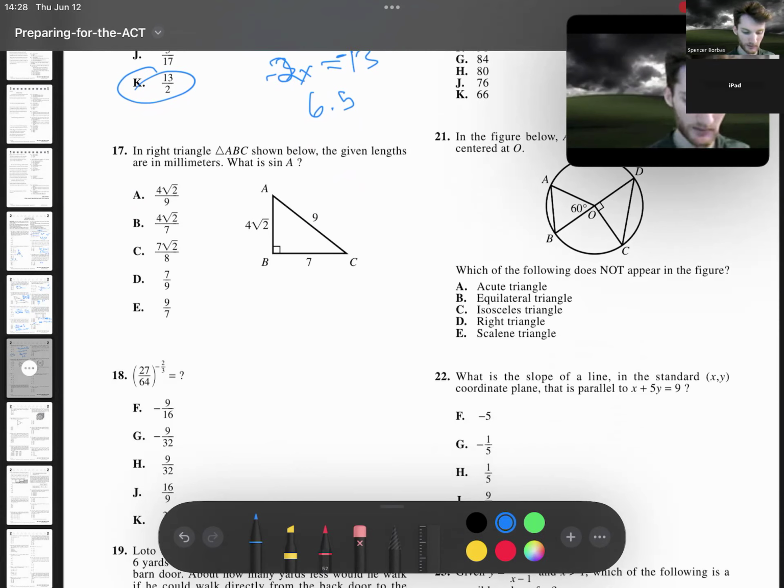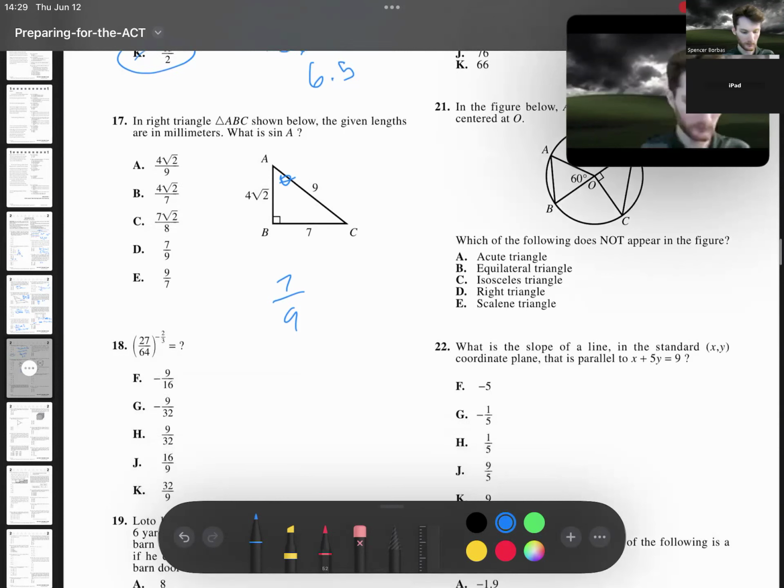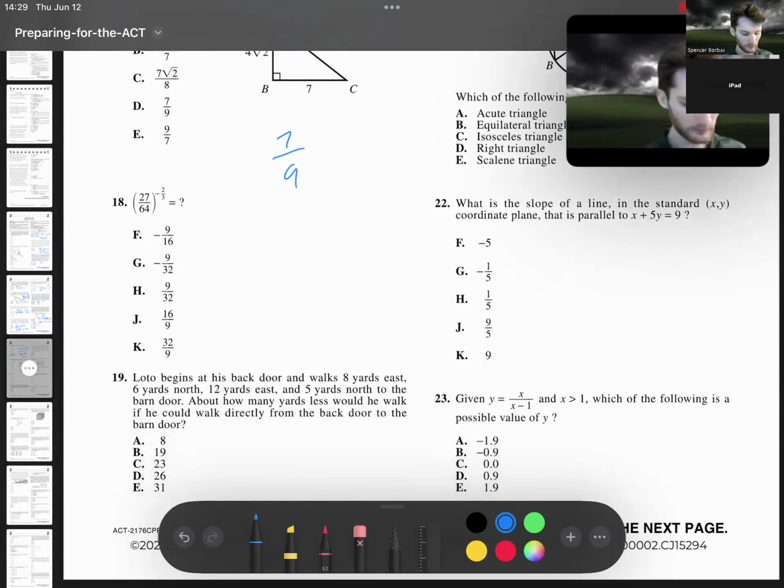All right, 17. What is the sine of A in millimeters? Sine equals opposite over hypotenuse, SOHCAHTOA, which means 7 over 9. Yippee, it's D. All right, 18. Is my calculator too powerful for this?